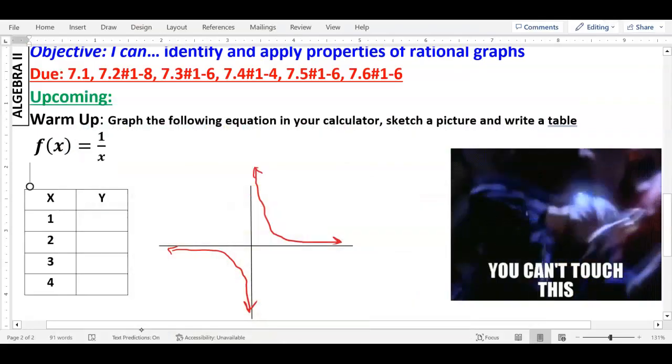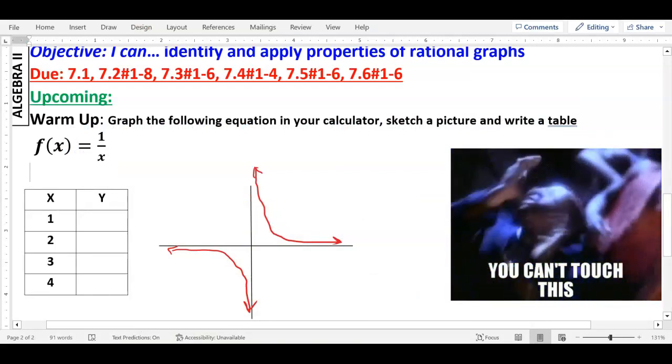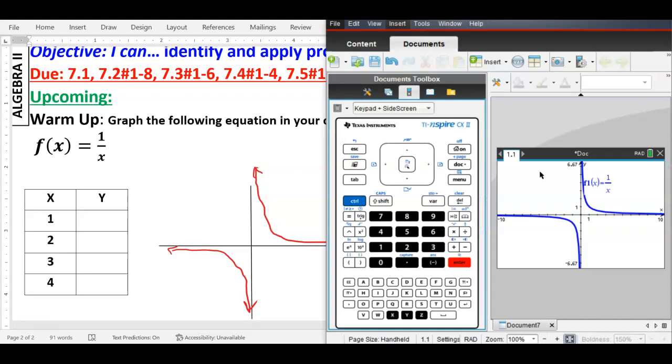All right. You cannot touch this axis. All right. So, hey, you cannot touch the asymptote. That's what it's called. You cannot touch the asymptote. You cannot touch the horizontal or the vertical asymptote.